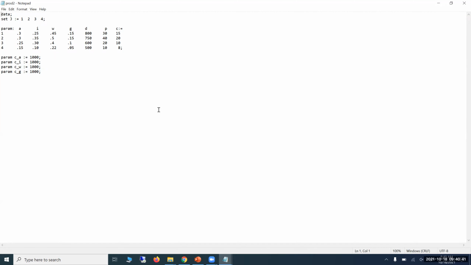And then the parameters are basically in this tabular form in which you are listing for each product the AI, W, G, D, P, and the cost at the end. And then we have the parameters for the capacity of each station.